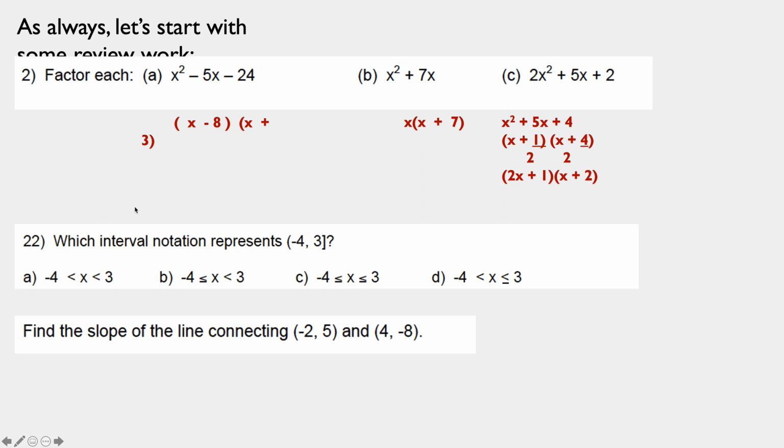Okay, number 22, which interval notation represents negative 4 to 3? Now, remember the difference between a parenthesis and a bracket. With a bracket, if you take the top of the bracket and the bottom of the bracket, you get an equal sign. So if you're allowed to equal it, you get a bracket. With a parenthesis, you're not allowed to equal it because there are no top and bottom making equal signs out of it. So I want a strictly less than symbol on the left, and I want a less than or equal to on the right. And that looks to me like choice D.